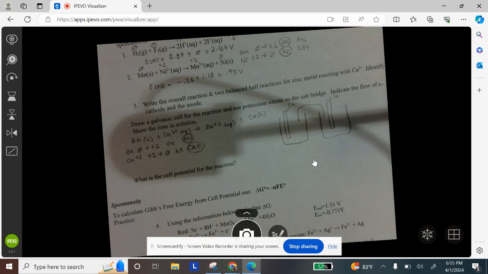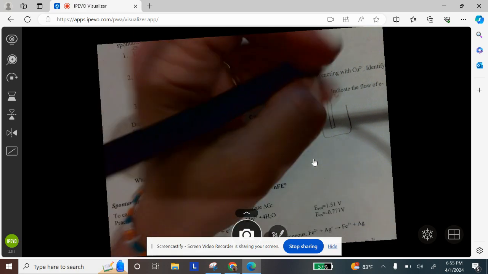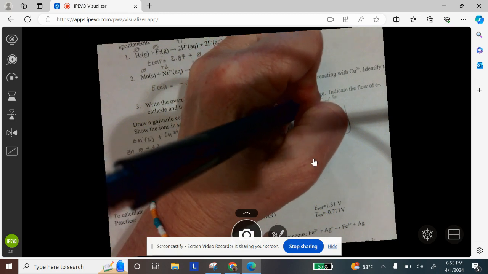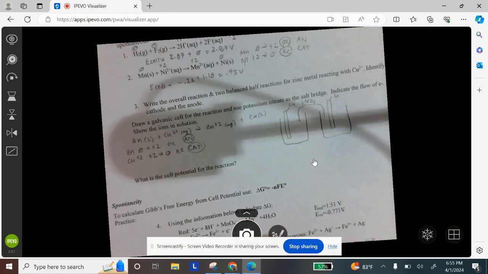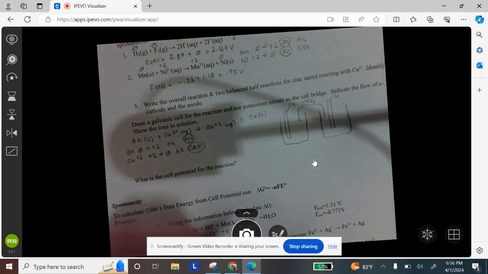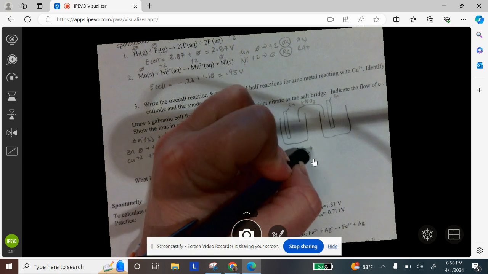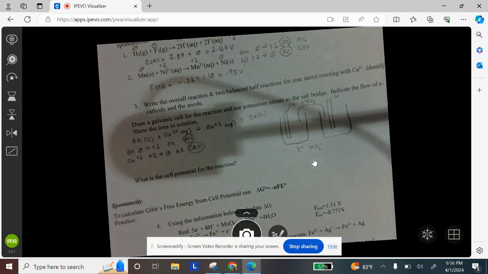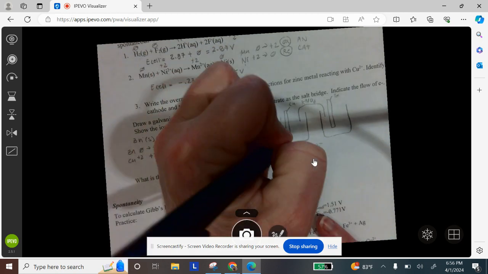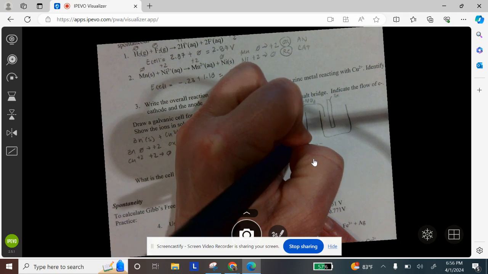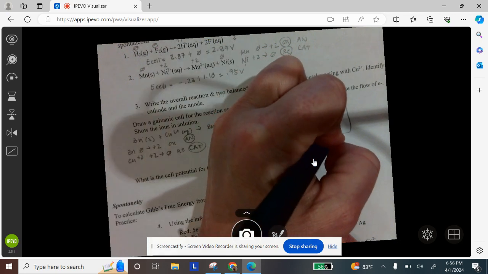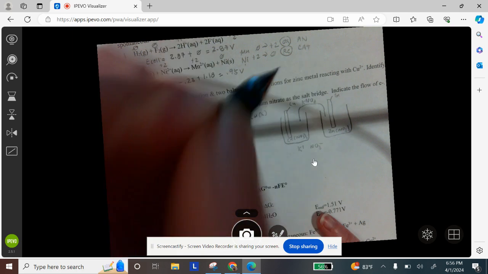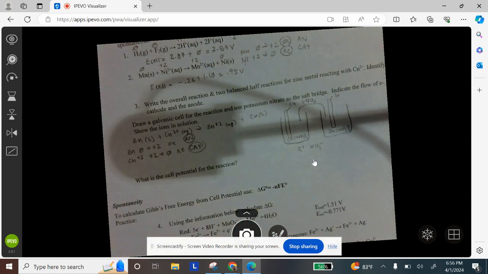So it says here that the salt bridge is potassium nitrate. So that means I'm going to have KNO3 here. And we have to indicate which ways, so when we have a salt bridge, you have K plus and NO3 minus. And one of them will go one direction and one will go the other to balance out the charge. So in our solutions, this is going to be copper nitrate, and this is going to be zinc nitrate. Those are aqueous, stuff floating around there.